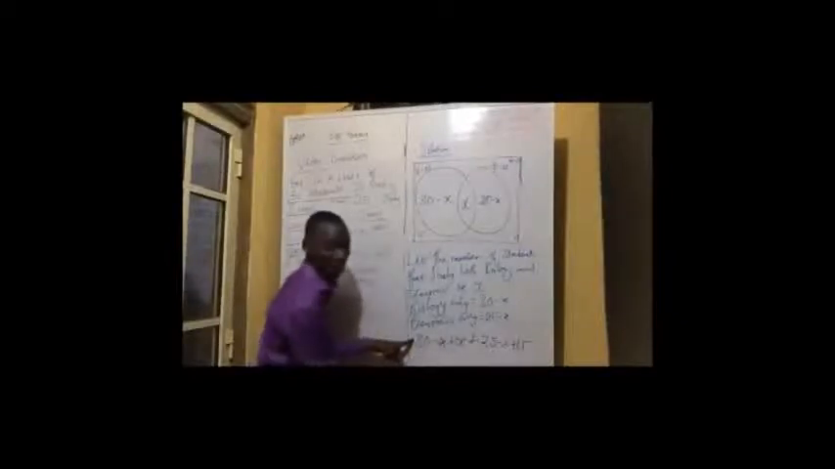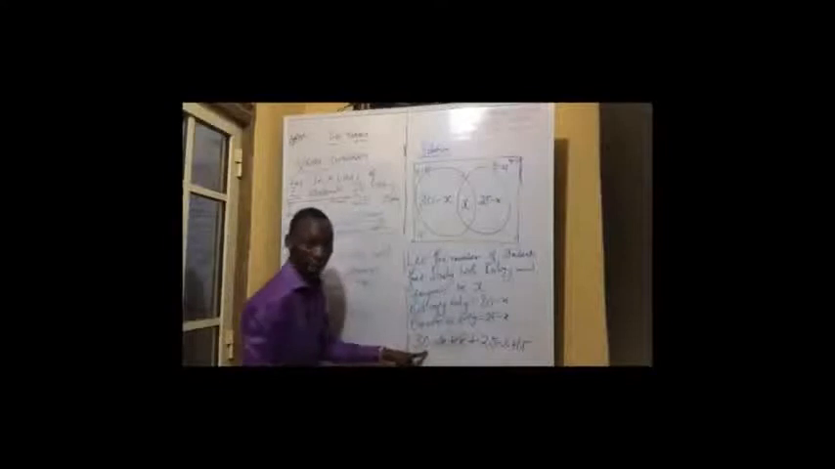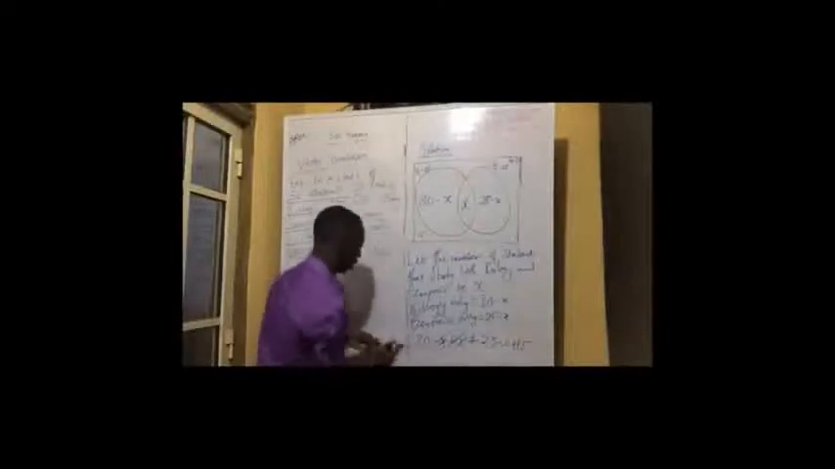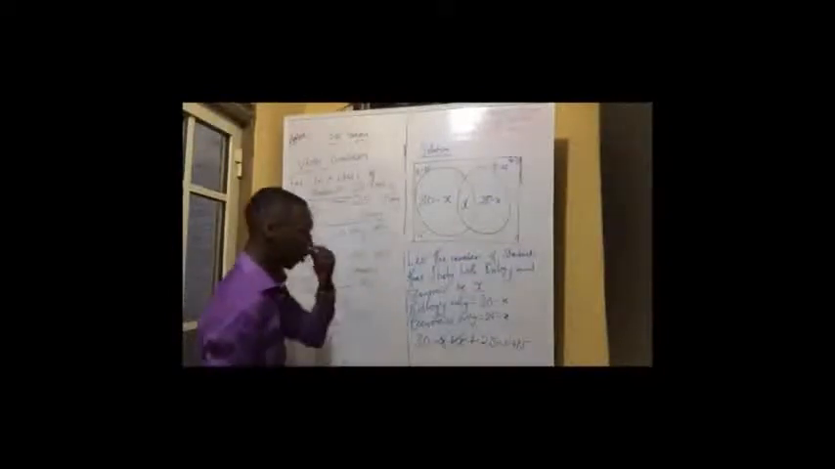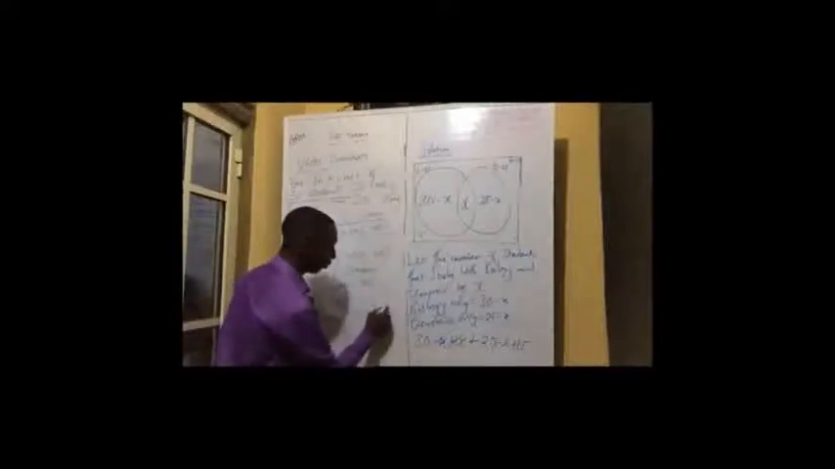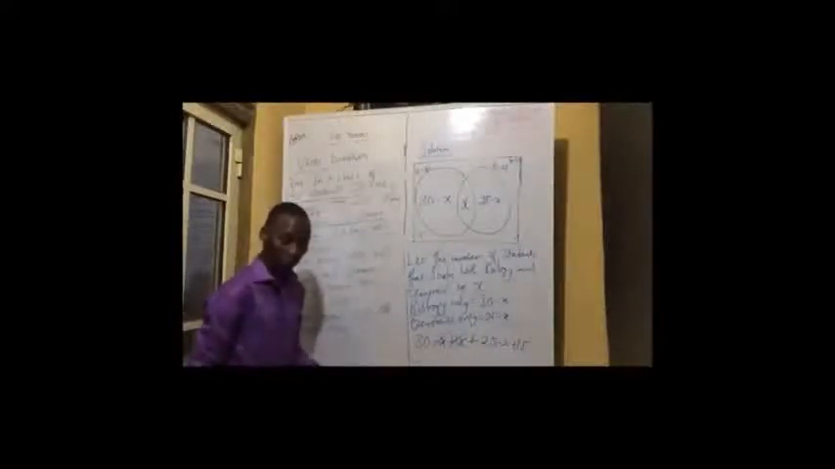So I would have 30. This is minus X, minus 1X. This is plus 1X. Minus 1 plus 1, you cancel that out. You are left with 0. So I'm left with 30 plus 25. Don't forget, punch 30 plus 25 on your calculator. I believe you should be having 55. I hope you all have gotten that.